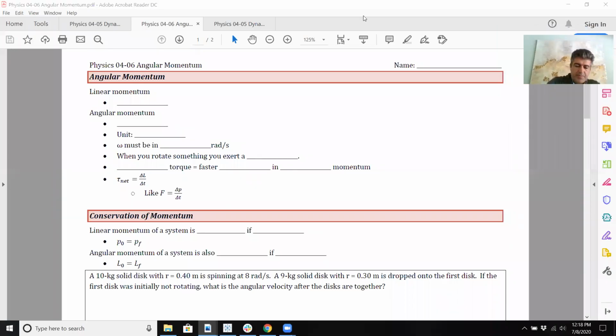Okay, so angular momentum. We know what linear momentum is. We use the letter P.